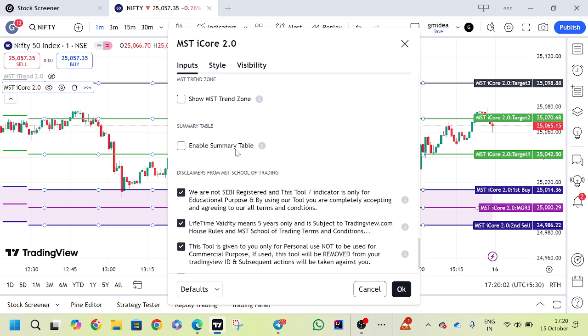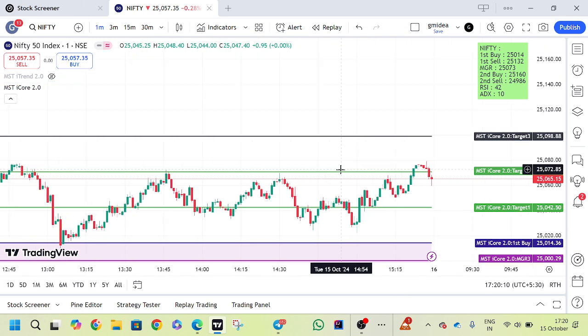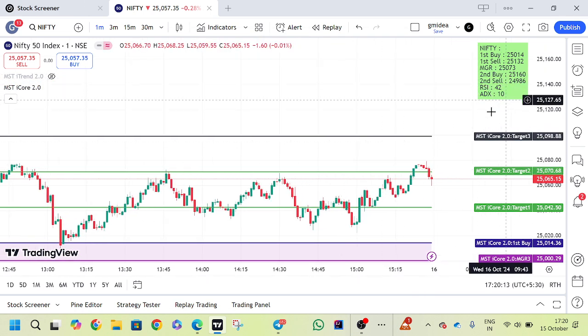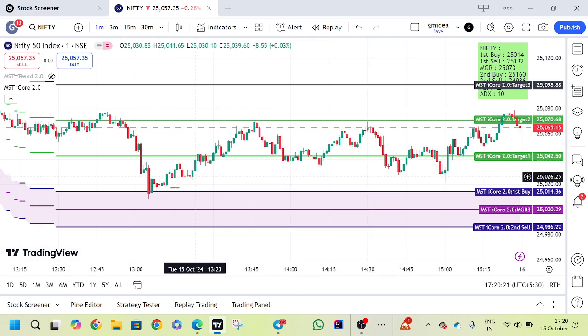If you want to see the table format, then you can enable the summary table. The summary table will show you the buy value, the sell value, MGR point, second buy, second sell, RSI value and ADX and all. So today the ADX value is 10, there is no movement in the market, but fortunately, as usual, we have got the targets and exact entry.